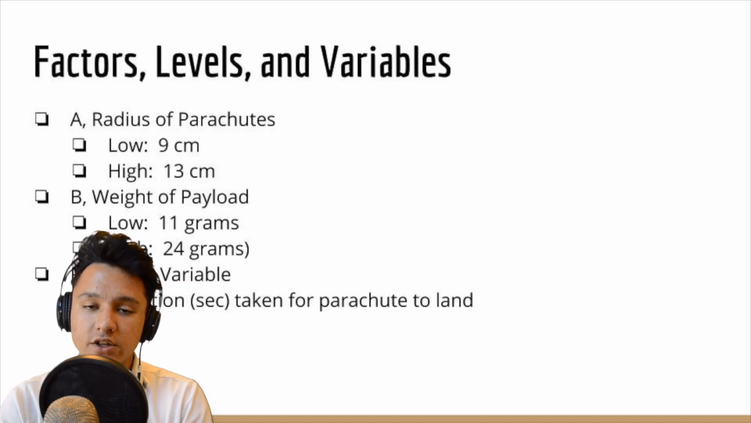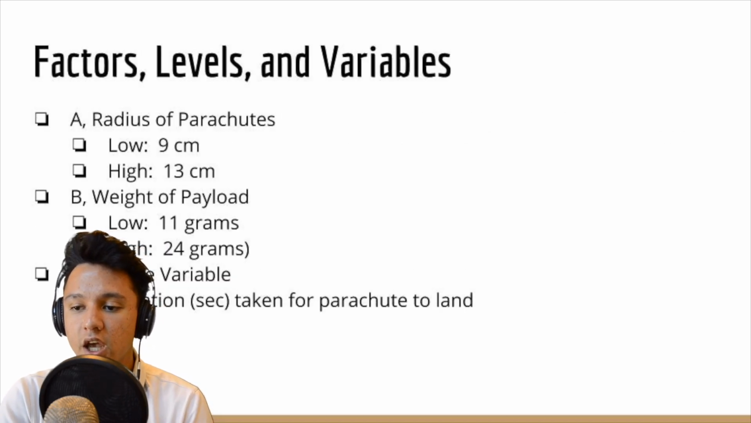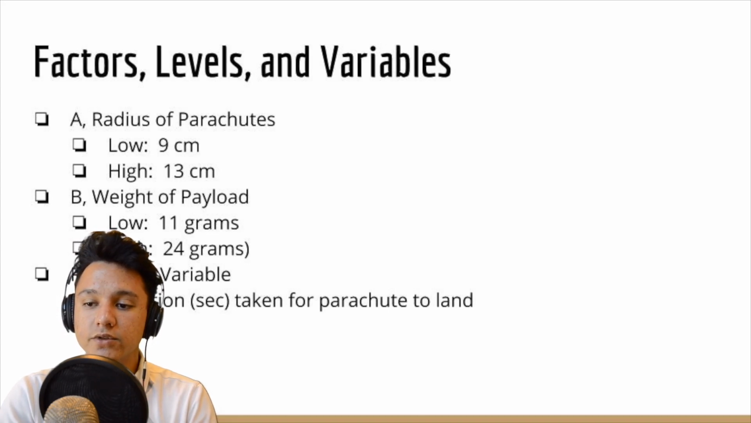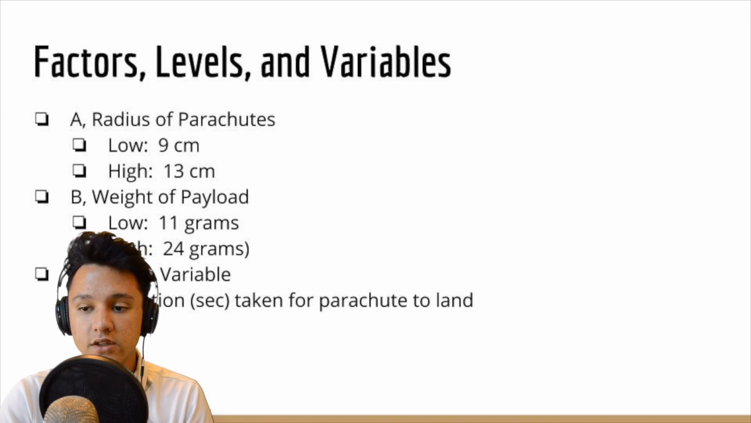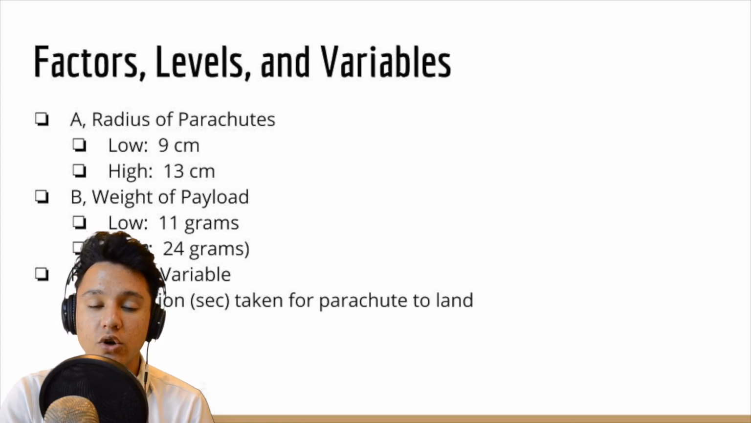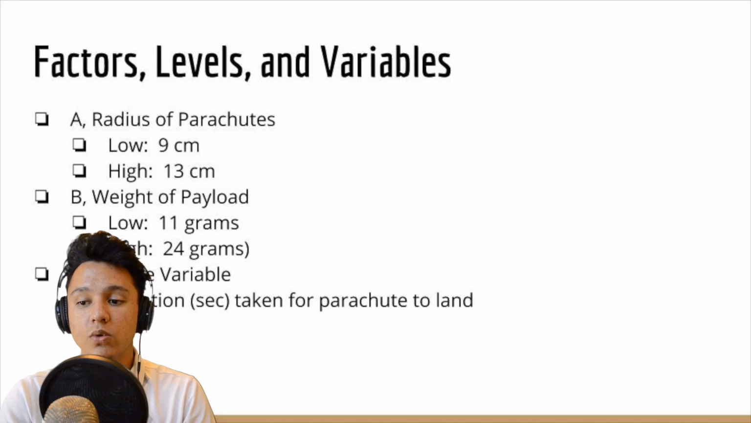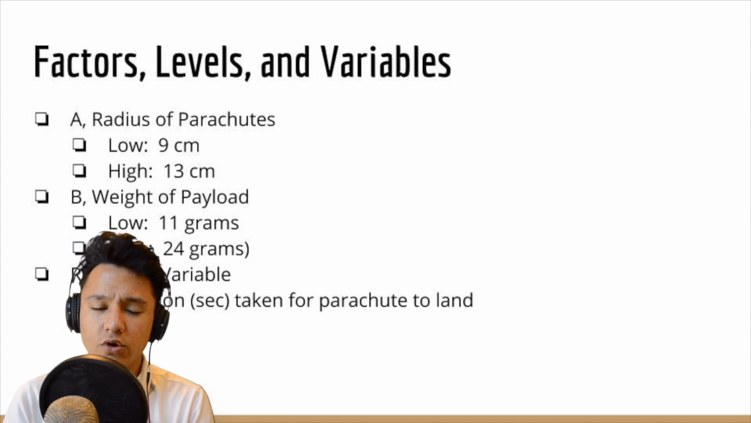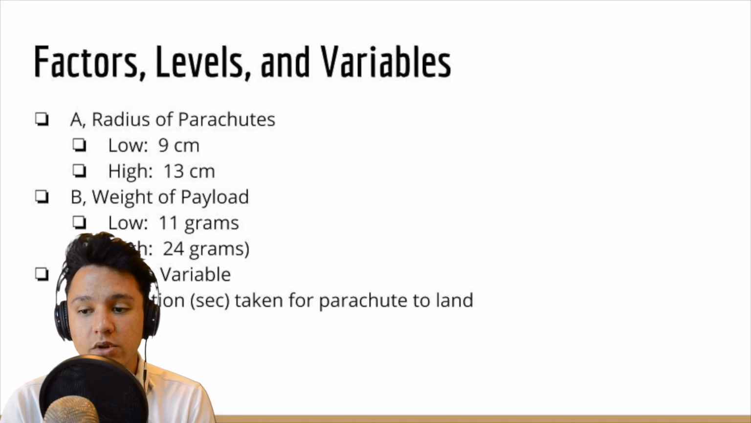And so we had two factors, which were the radius of the parachutes and the weight of the payload. Our low level was 9 centimeters and the high was 13 centimeters for the radius. And for the weight of the payload, our low was 11 grams and the high was 24 grams. The 24 grams is just a AA battery and the 11 grams is just a AAA battery.